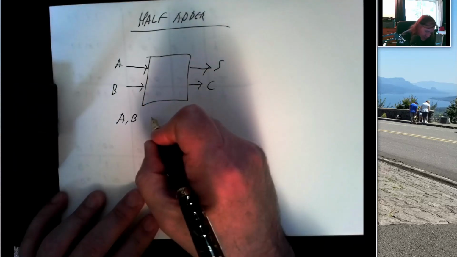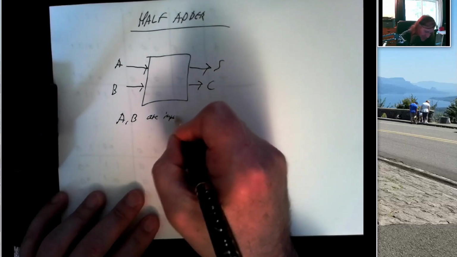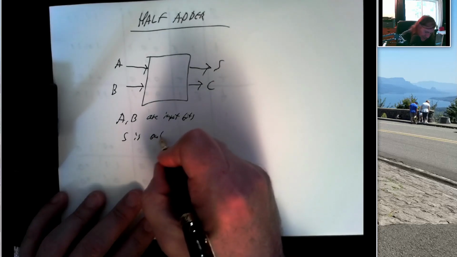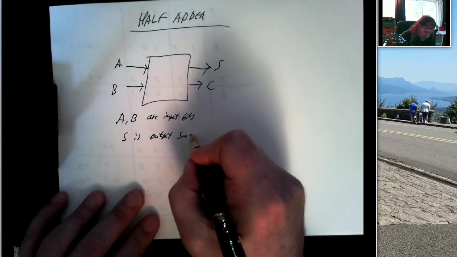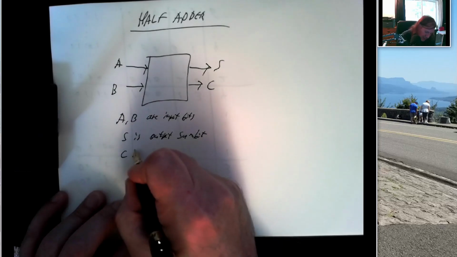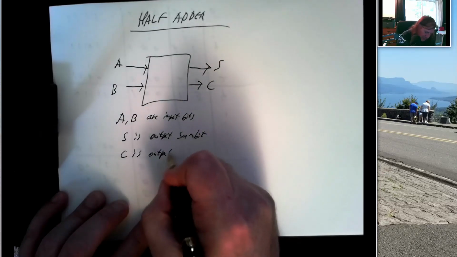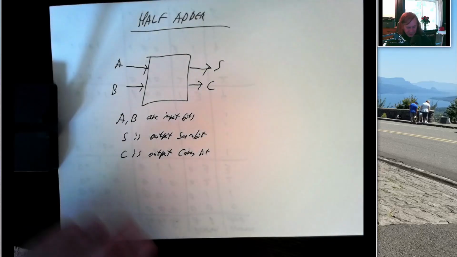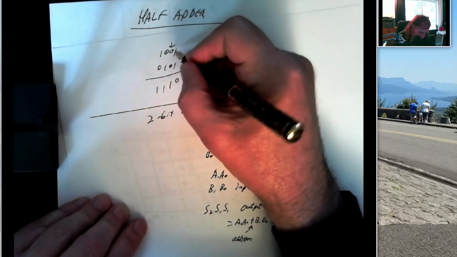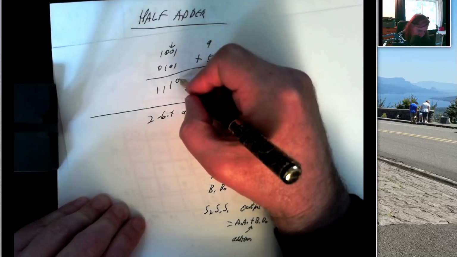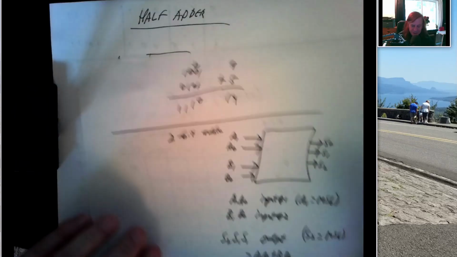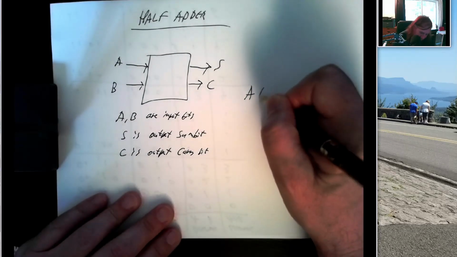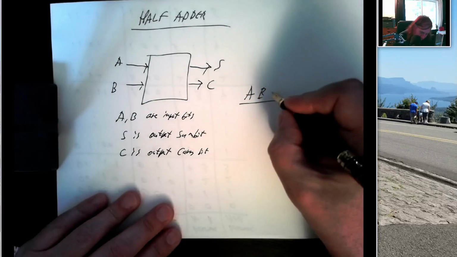So A, B are input bits. S is an output sum bit. C is an output carry bit. This is a circuit that basically adds these 2 bits, generates a sum, and figures out what the carry is into the next stage. And this is not a bad circuit to design.